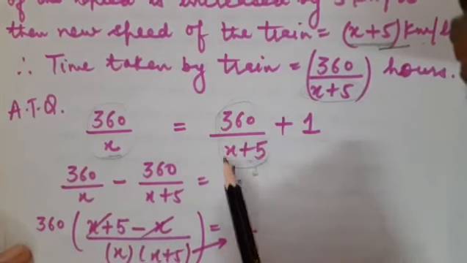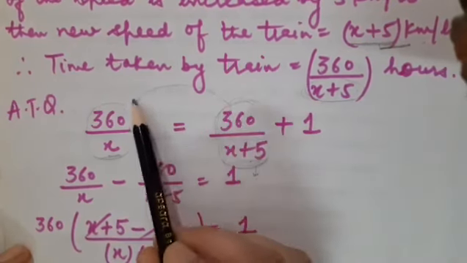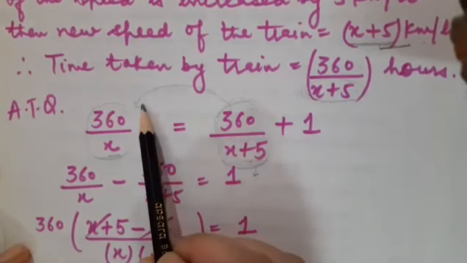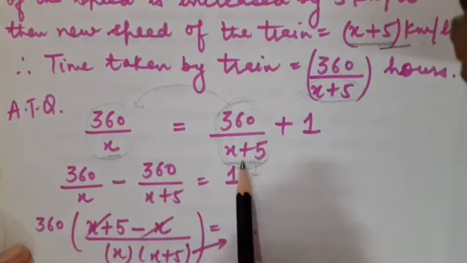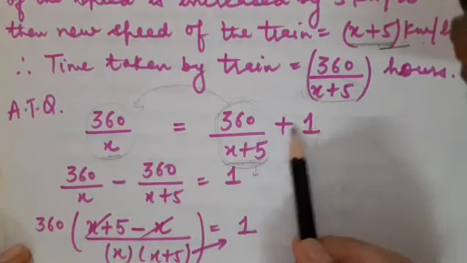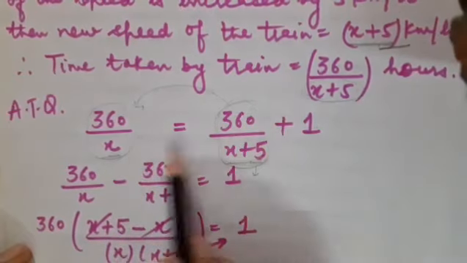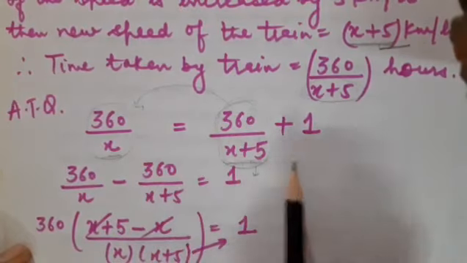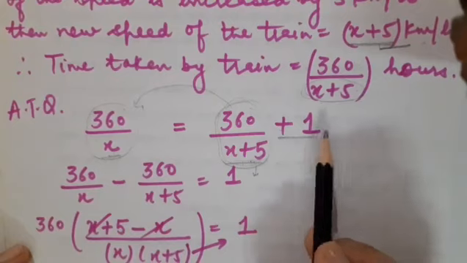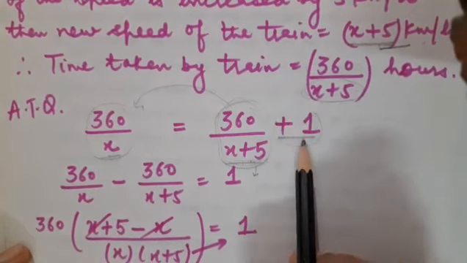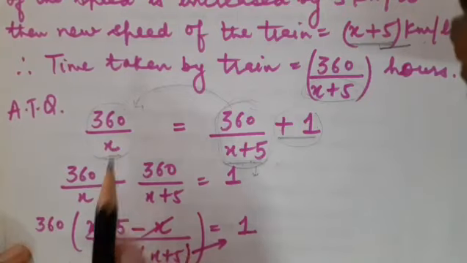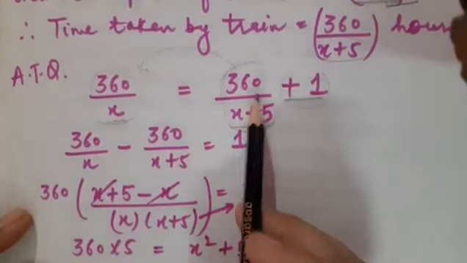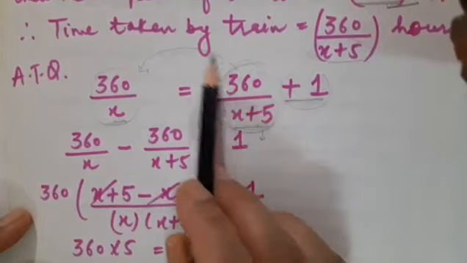Fine. So this time is 1 hour less than the time which was used by the train in case 1. So when this is less, definitely 1 hour will be added to it to make both the expressions equal. Correct, children? So here I have added plus 1, or if you do not want to add 1, then you can subtract 1 from this time also.